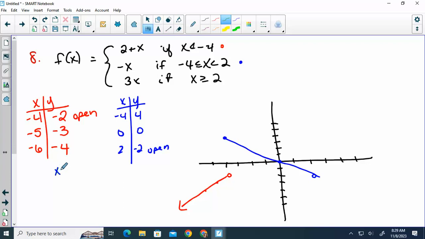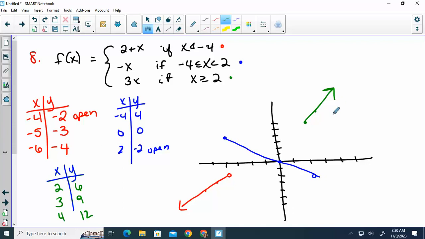The last one, what do we have to plug in first here? And would it be open or closed? And then we need things greater. So 2 times 3 is 6, 3 times 3 is 9, 4 times 3 is 12. So 2, 6, 3, 9, 4, 12. Looks like that.